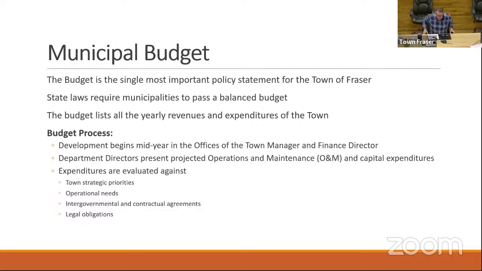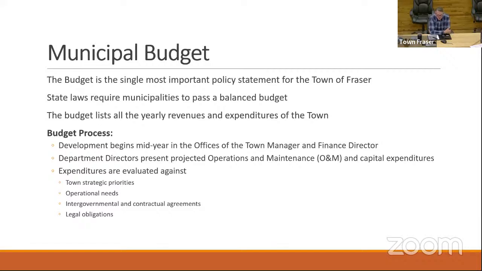So I think the biggest part about municipal finance is the budget. And as I mentioned before, the budget is the single most important policy statement for the town of Fraser. This is important because it will list all of your expenditures, all of your capital costs, your contractual costs and obligations as well. It also has to be balanced by state law. And then the budget itself will list all those yearly revenues and expenditures of the town.